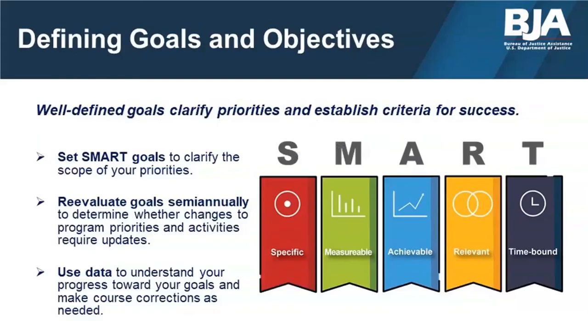To wrap up, we'd like to quickly review common challenges with defining goals and objectives and offer a few tips. It is important to write well-defined goals and objectives to clarify your priorities and highlight criteria for success. The SMART mnemonic walks users through important dimensions of a good goal or objective. They should be specific, measurable, attainable, relevant, and time-based. We recommend that you reevaluate your goals twice a year to determine whether they should be updated and used to drive this data process.